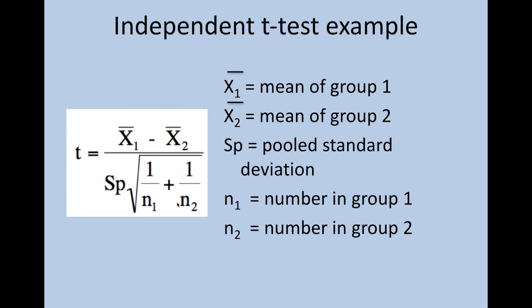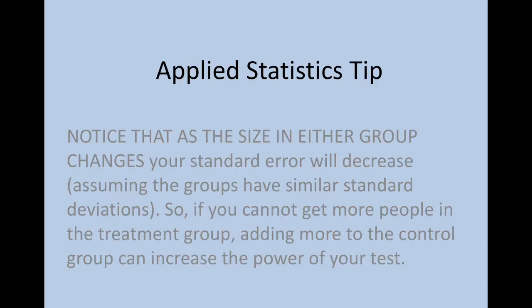Now, here's an applied statistics tip. Notice that as the size in either group increases, your standard error will decrease, assuming the groups have somewhat similar standard deviations. So if you can't get more people in the treatment group, add more to the control group, and that can increase the power of your test.